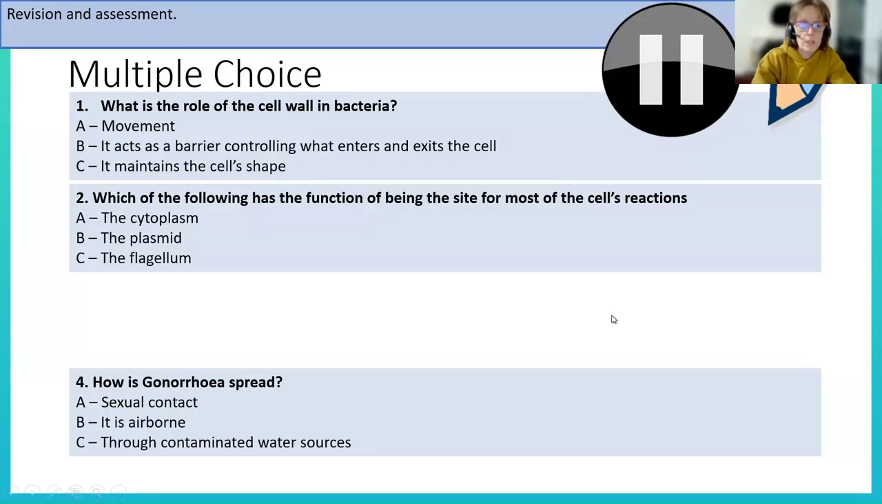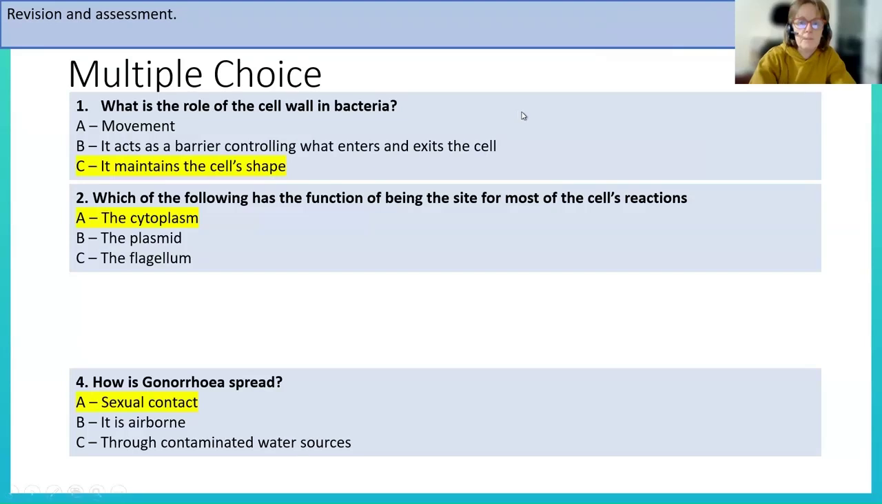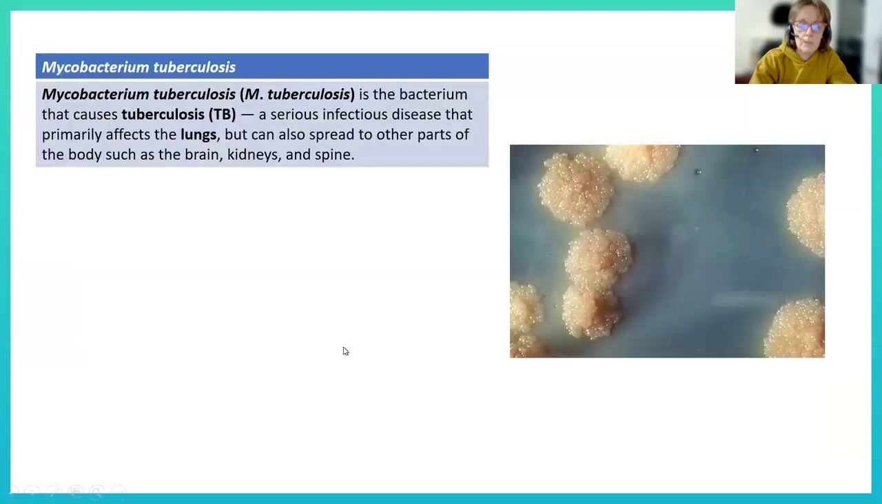Well done, guys. Some good answers coming in there. It's nice to see. The cell wall in bacteria helps to maintain the cell shape. It's the cell membrane that controls what enters and exits cells. The cytoplasm is the site for most cells' reactions. Actually, it's quite often the little organelles within the cell's cytoplasm, like the mitochondria, but essentially it's not the nucleus. It's within the body of the cell. And gonorrhea is spread through sexual contact. It is cholera that is spread through contaminated water sources.